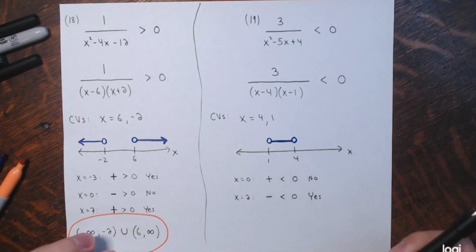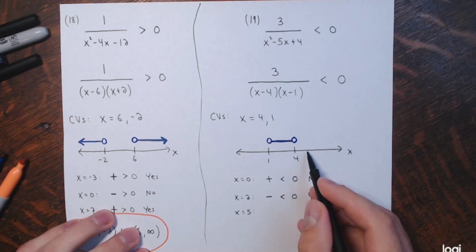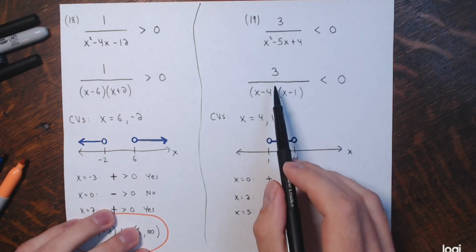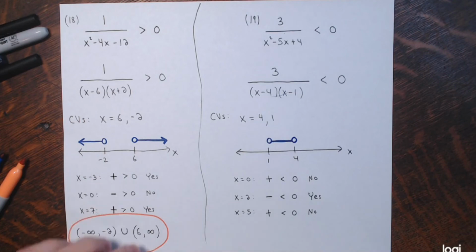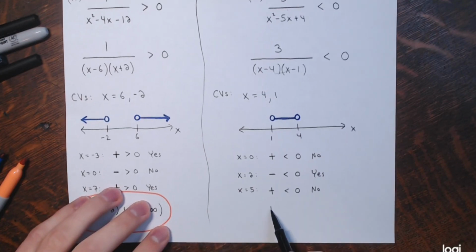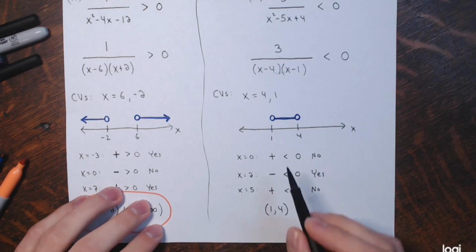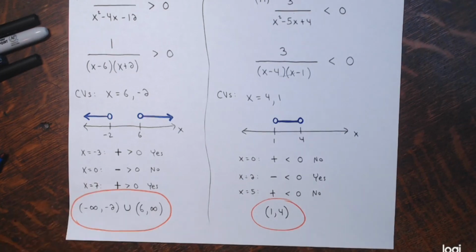And then to the right of 4, say I check x equals 5. You have a positive divided by positive, positive. Everything's positive, so you have a positive number on the left. Is that less than 0? No. So the only solutions to this inequality are numbers between 1 and 4. So I have 1 comma 4, and then parentheses on the 1 and the 4, because again they were not solutions. So there's the interval notation for the solution set of that inequality.